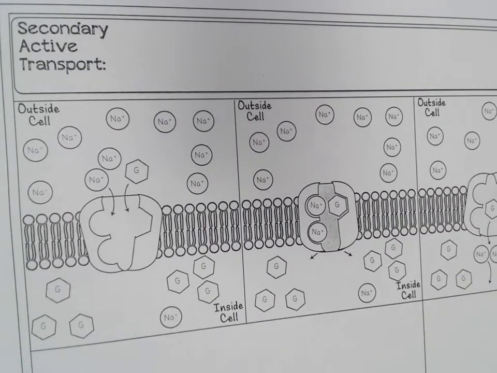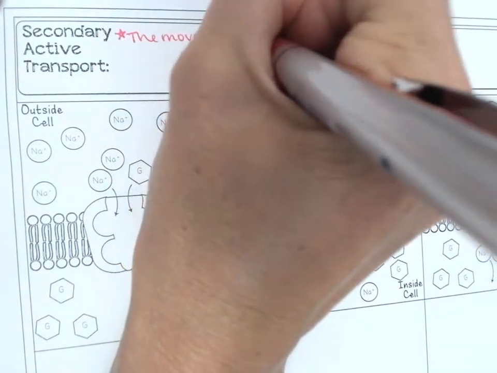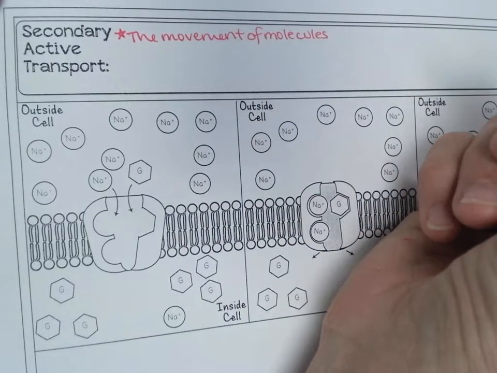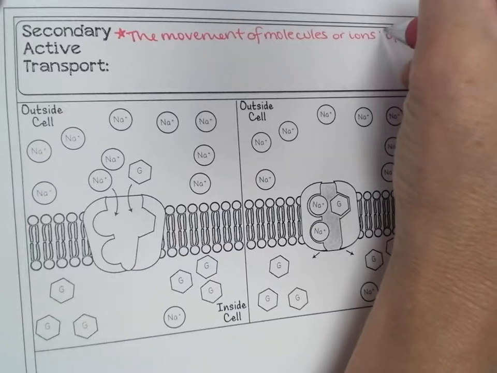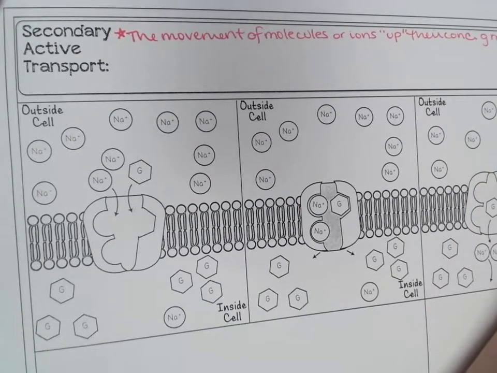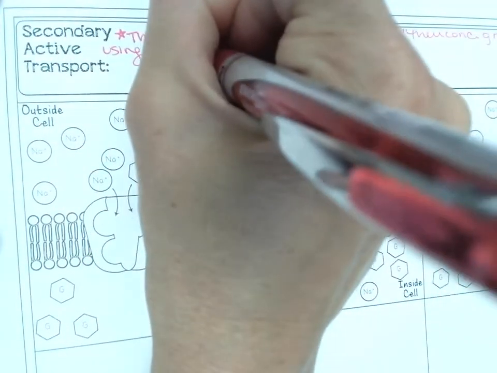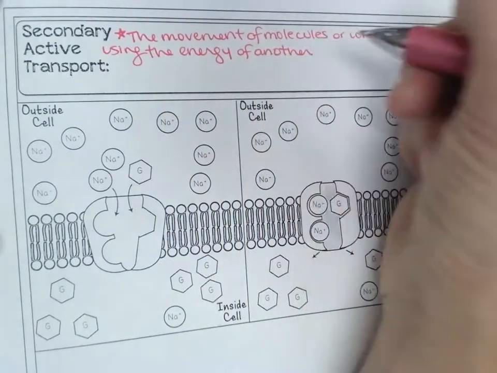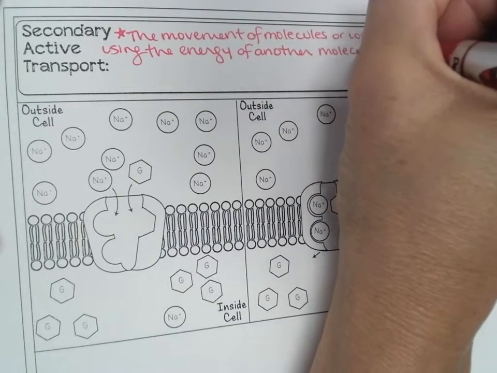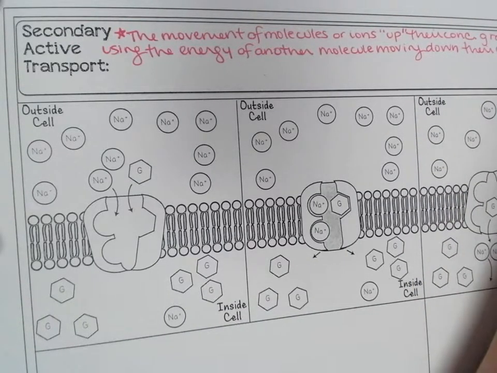All right, so then we have something called secondary active transport. This is different than active transport because in secondary active transport, the movement of molecules or ions up their concentration gradient, instead of using energy from ATP, we're using the energy of another molecule moving down its concentration gradient.